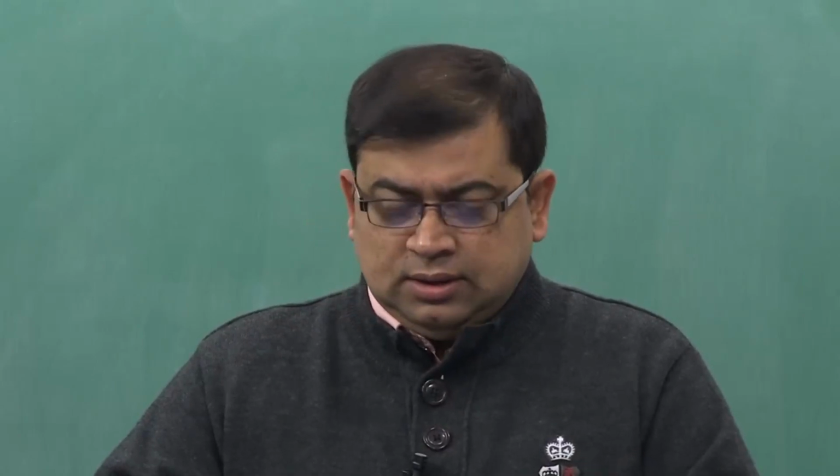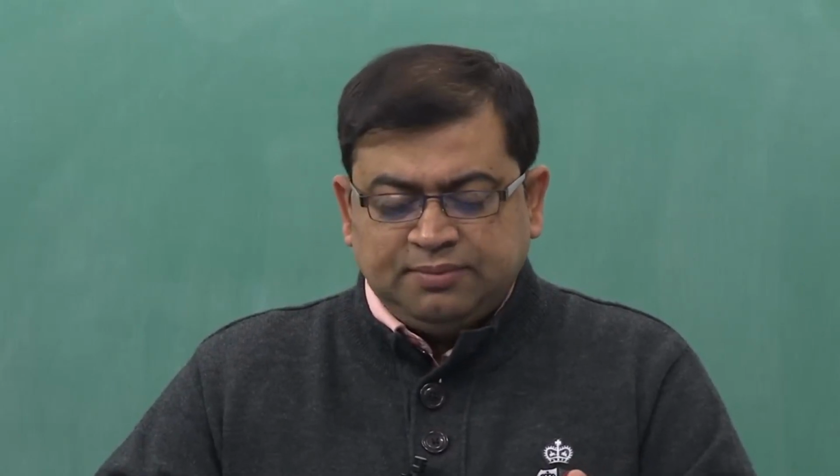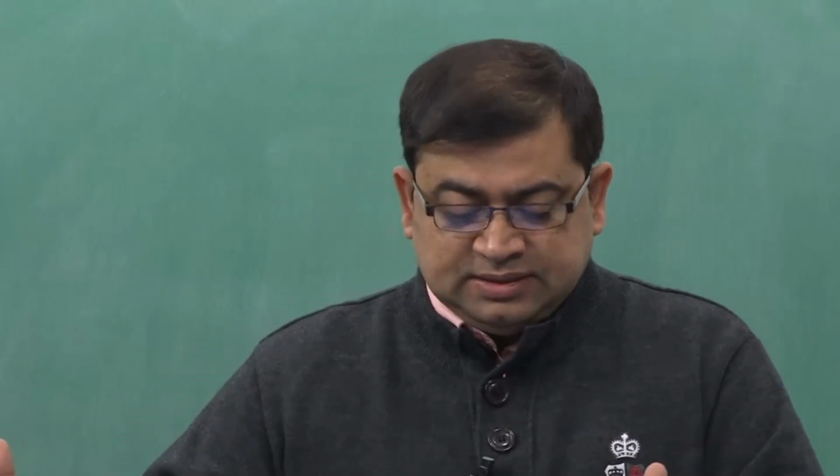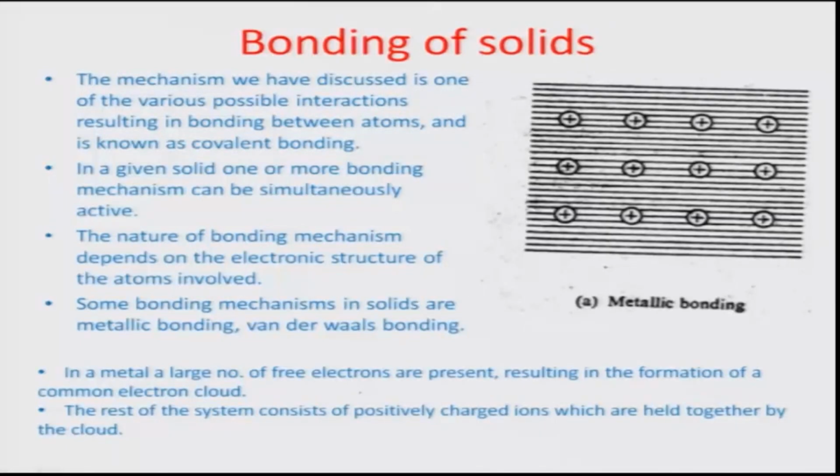The mechanism that we talked about earlier is only one reason why the atomic system should bond. There are various other possible interactions, such as covalent bonding, where there is a sharing of electrons between the atoms which would make the atomic system stabilize. In a given solid, one or more bonding mechanisms may be simultaneously active, and the nature of the bonding mechanism depends on the electronic structure of the atoms involved. Some mechanisms in solids are metallic bonding, van der Waals bonding, and so forth.